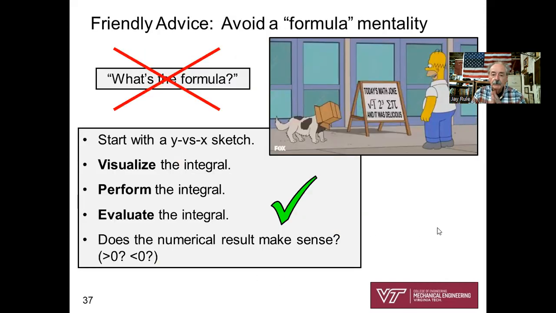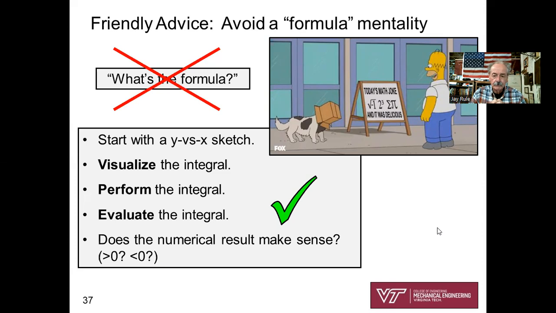Now, some friendly advice: try to avoid a formula mentality. So many students come in believing that mechanical engineering classes are going to be a study in the professor giving you a formula, and your job is to use your calculator to plug in numerical numbers for the given variables and get a numerical result. That's not the way mechanical engineering classes are going to work. We don't give you formulas simply to evaluate numerically with your calculator.